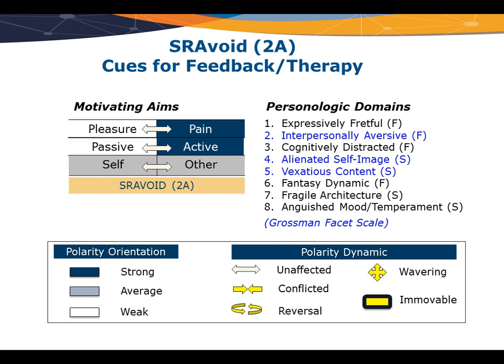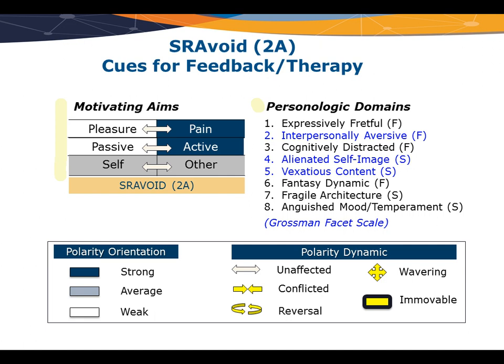If you were to take, first of all, the avoidant, what's outlined here first are the motivating aims, as well as the personologic domains. I've highlighted those that are Grossman facet scales, but from the theory, this is the entire set of personologic domains that go along with the avoidant personality pattern. This person will not necessarily reflect all of these, and in most cases will not, because there really is a co-elevation as well as different kinds of emphases across one versus another.